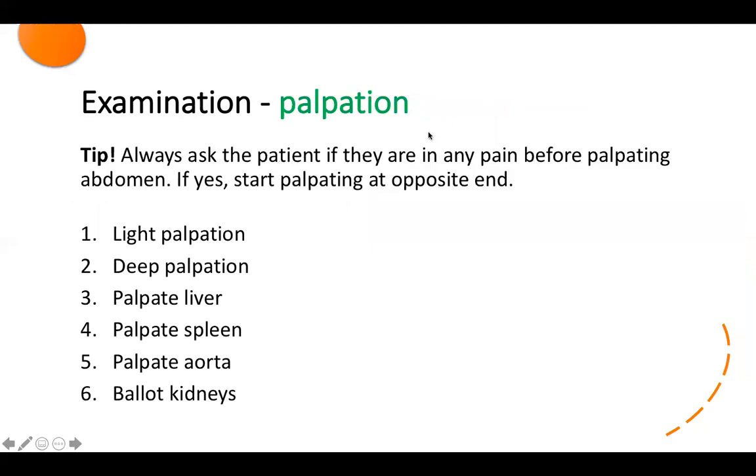Okay. So now that we've finished the entire inspection bit, we move on to palpation. Before palpating, always ask the patient, are they in any pain? And if they are, then try and start from the opposite end. So the things you want to do is a light and deep palpation, and that would be all over your abdomen. And then you want to specifically have a feel of the liver, the spleen, aorta, and the kidneys as well.